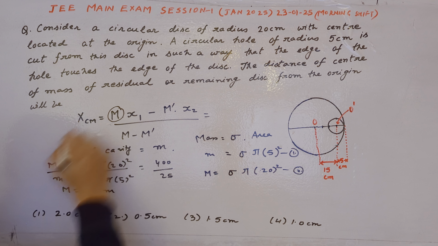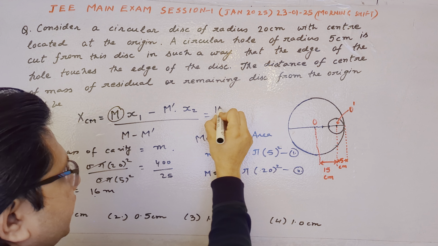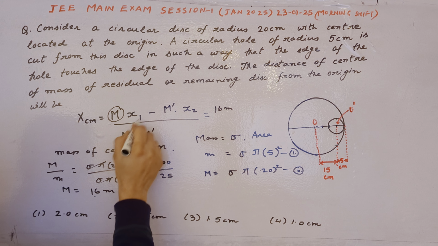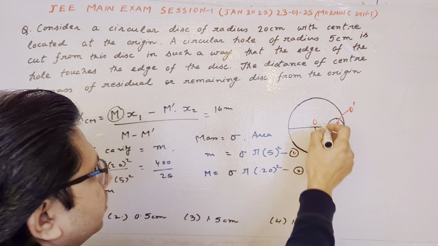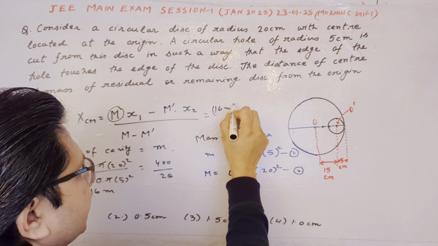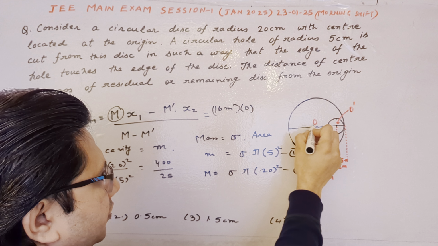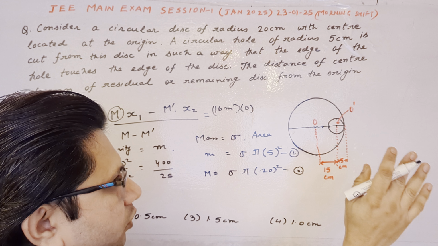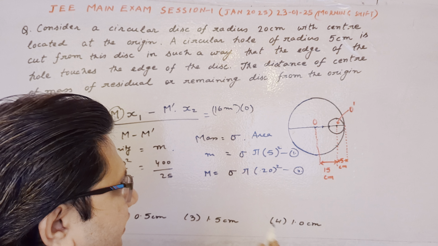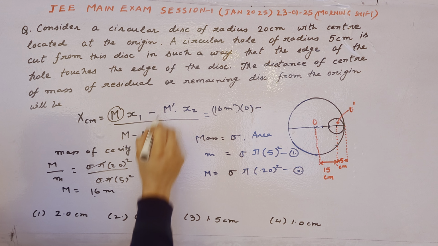Now in place of this capital M, we have to put 16m, and the position of the center of mass when there is no creation of cavity. So in this case, this is 16m multiplied by 0, because the center of mass of the disk when there is no creation of cavity is at the center, minus m dash.